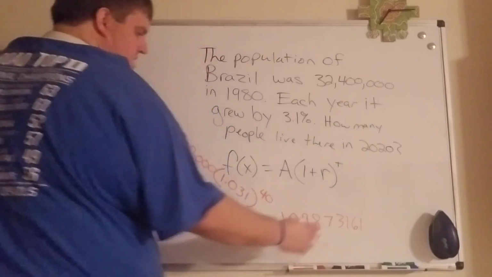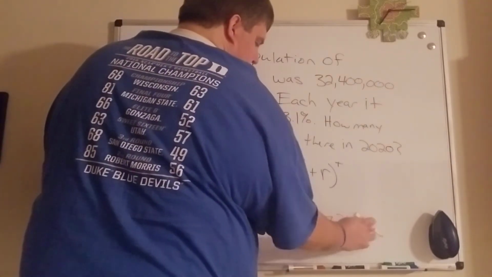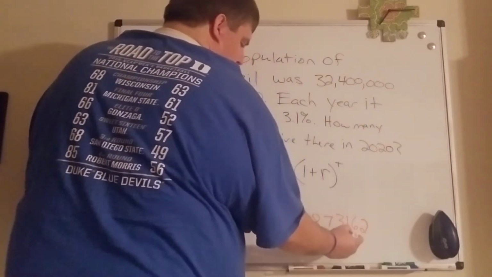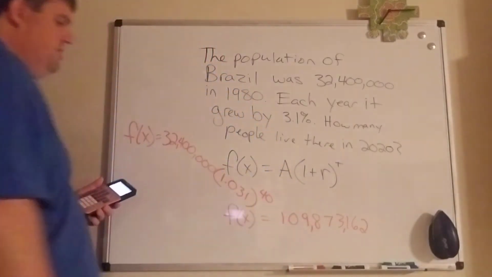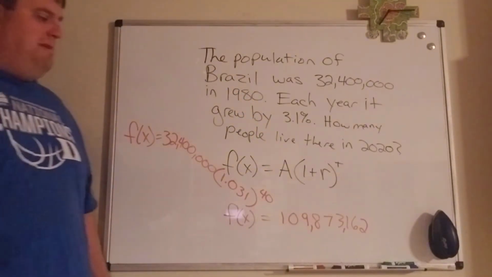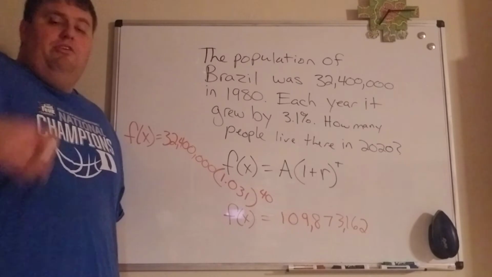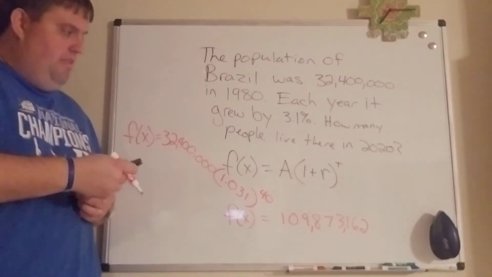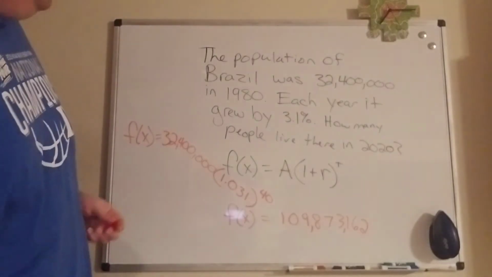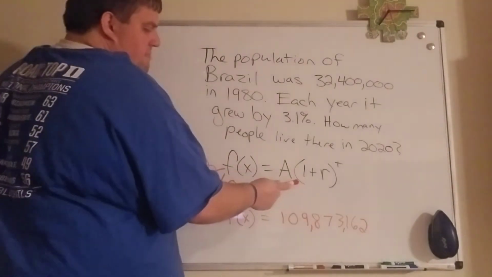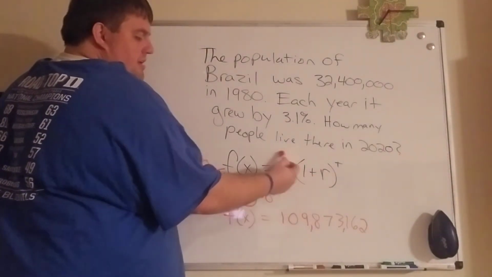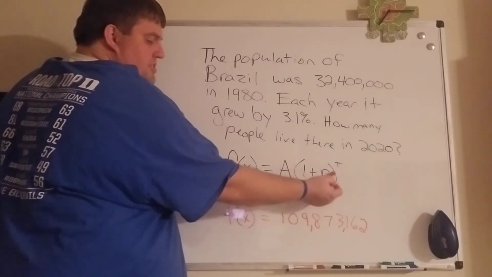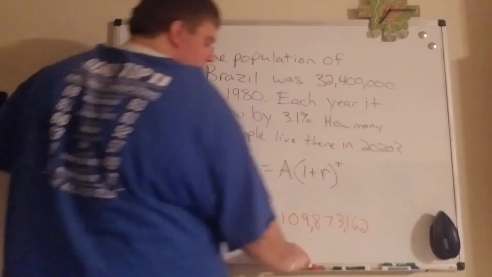And it's 0.6, I guess we'll round up to 2, because you can't have part of a person here. So it looks like in 2020, there would have been 109,873,162 people who lived in Brazil. Okay? So this is the important part: initial value, 1 plus the rate, and then to the time.